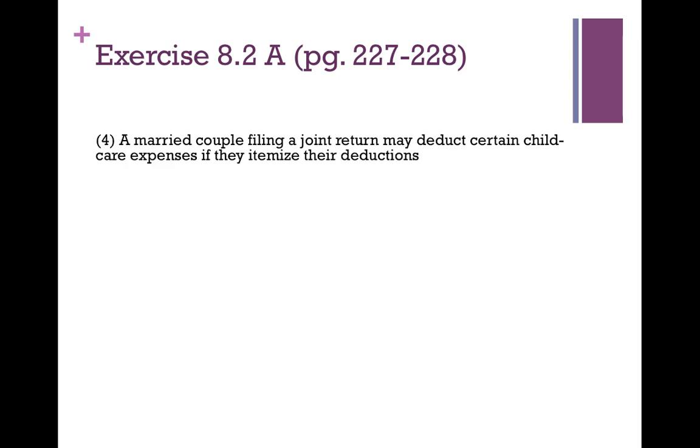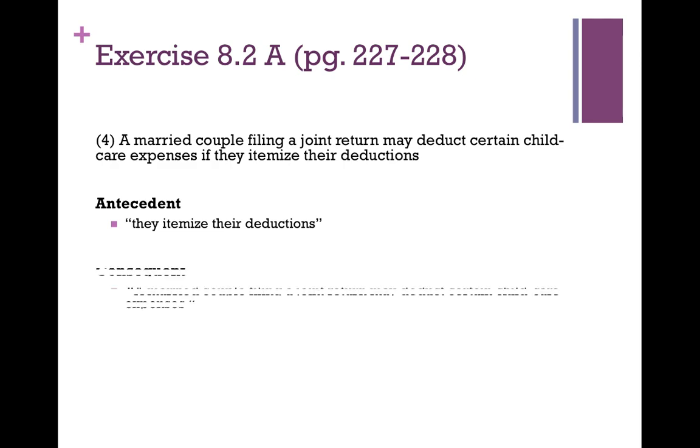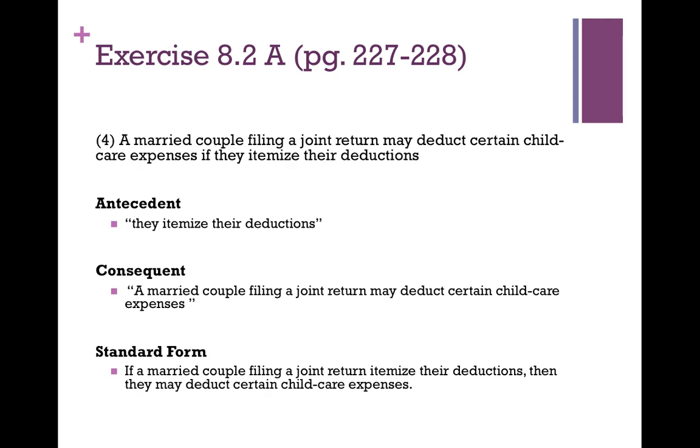Number 4, a married couple filing a joint return may deduct certain child care expenses if they itemize their deductions. And this, the antecedent is they itemize their deductions, and the consequent is a married couple filing a joint return may deduct certain child care expenses. And to put this into standard form, you'd write it in the following way. If a married couple filing a joint return itemize their deductions, then they may deduct certain child care expenses.